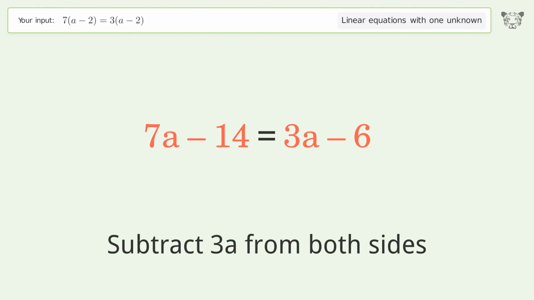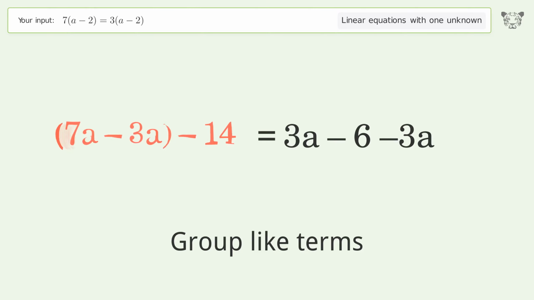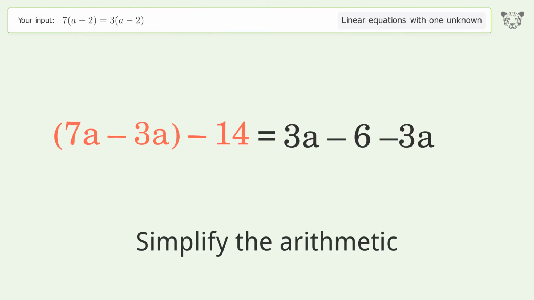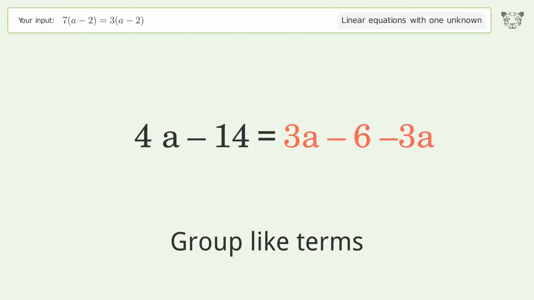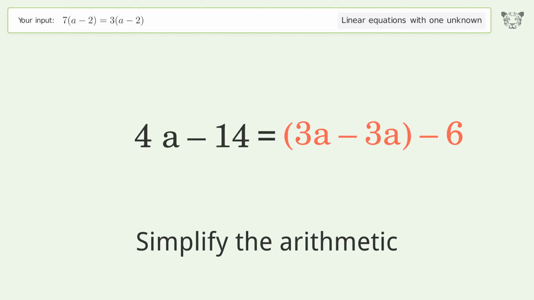Subtract 3a from both sides. Group like terms. Simplify the arithmetic. Group like terms. Simplify the arithmetic.